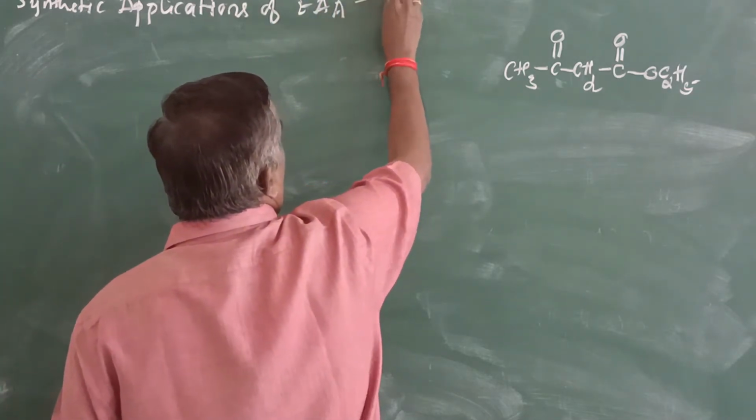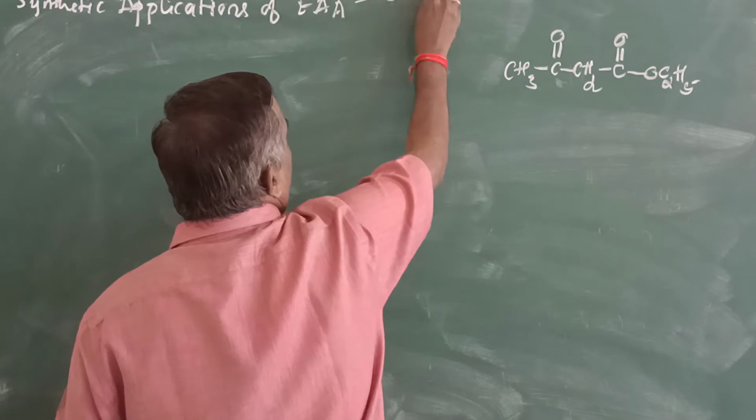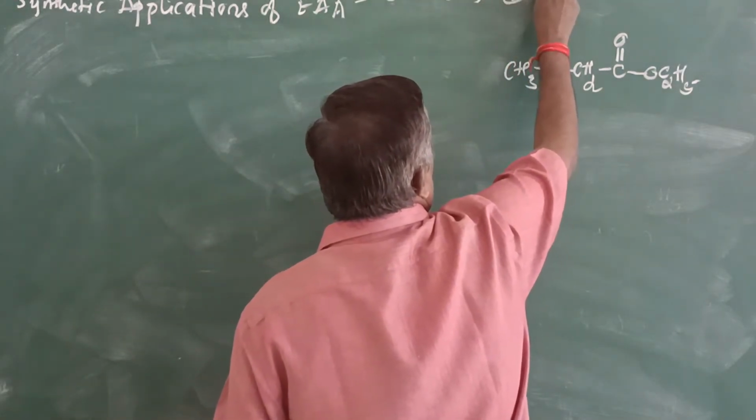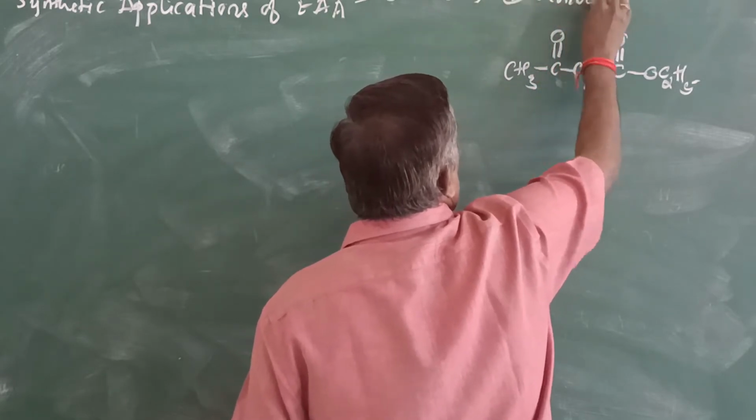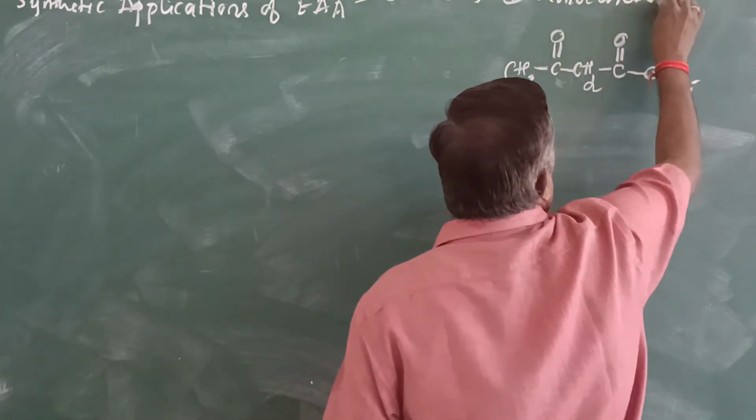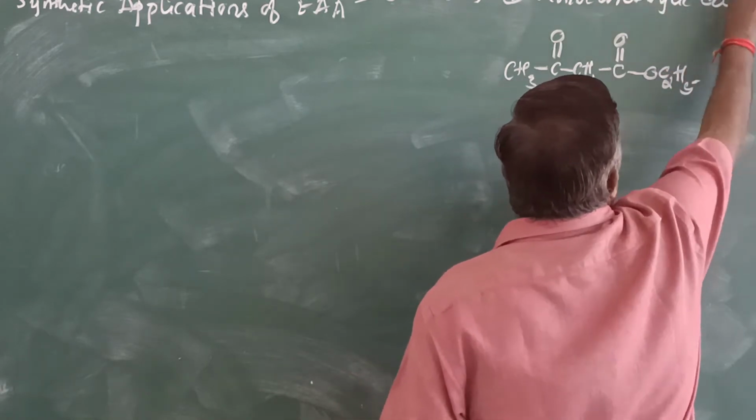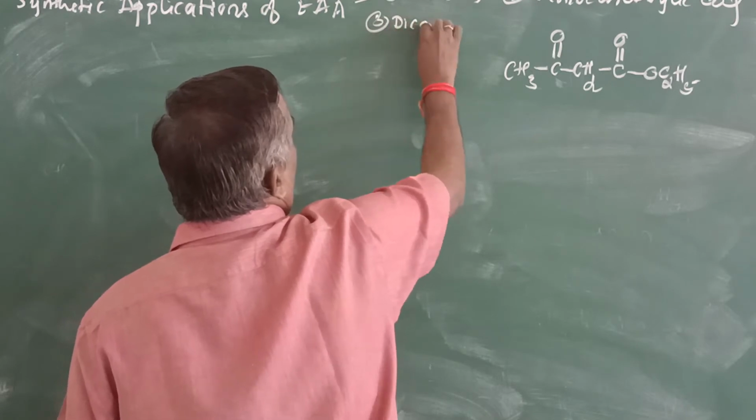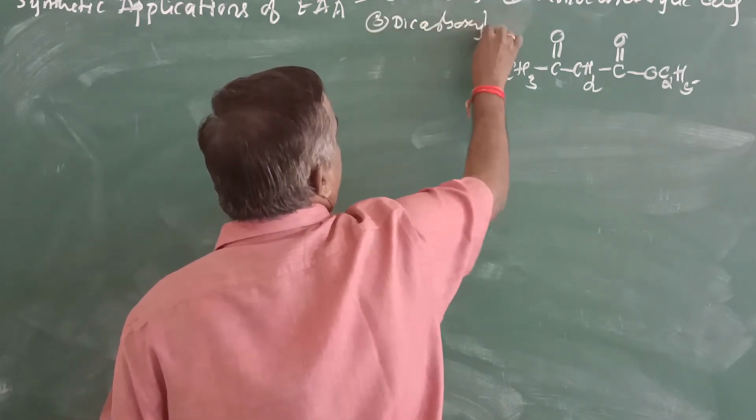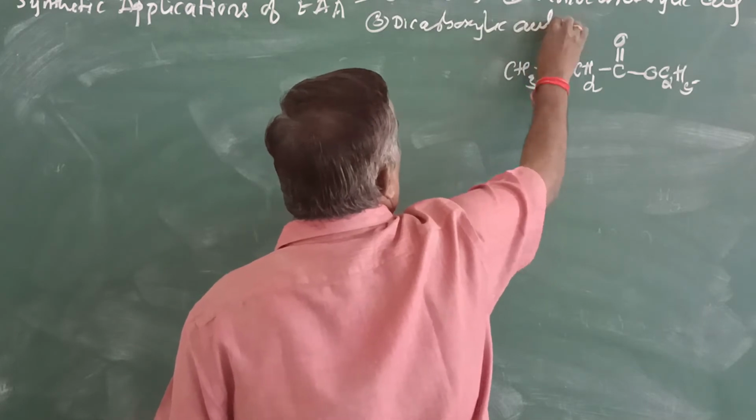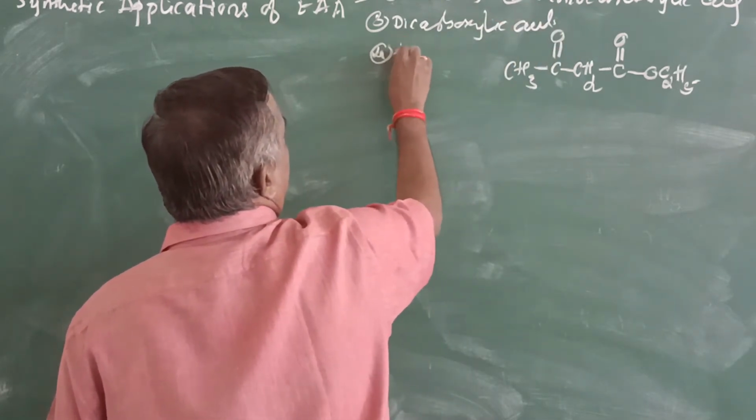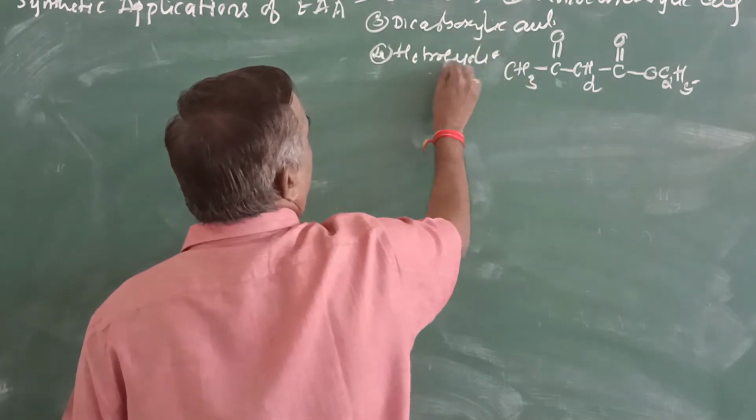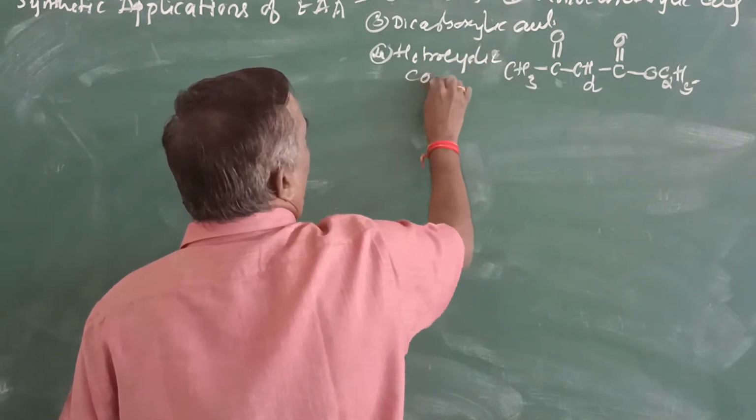So the first one is conversion to ketones. Second one is conversion to monocarboxylic acid. And third one is dicarboxylic acids, and the fourth one is heterocyclic compounds.